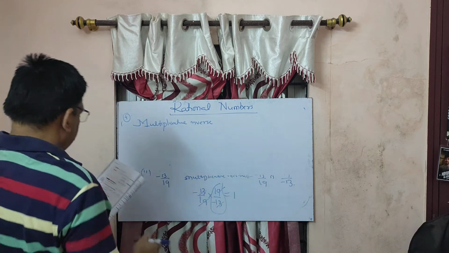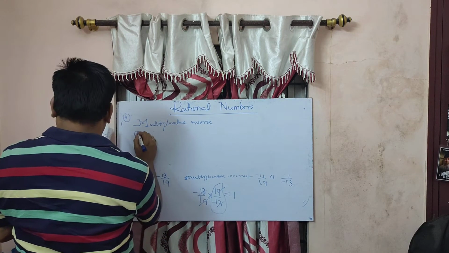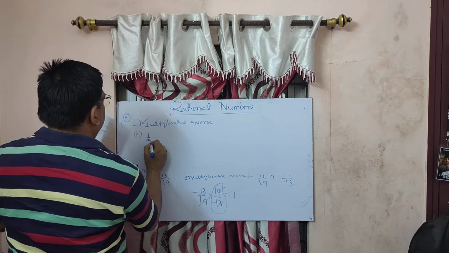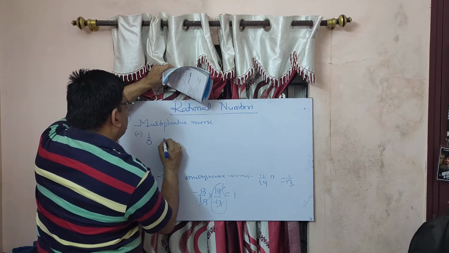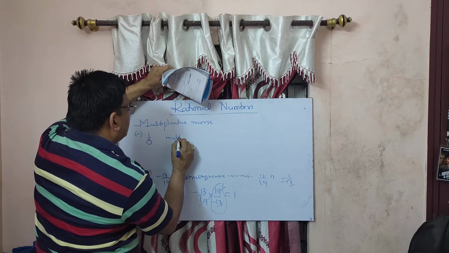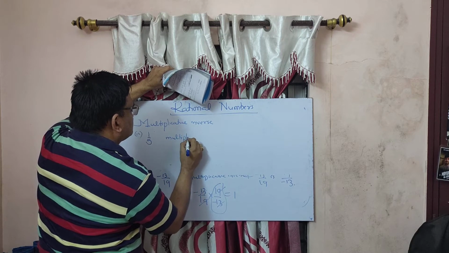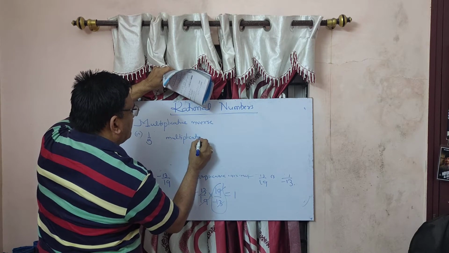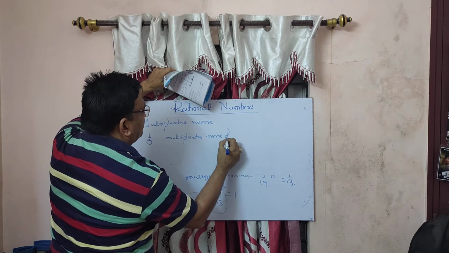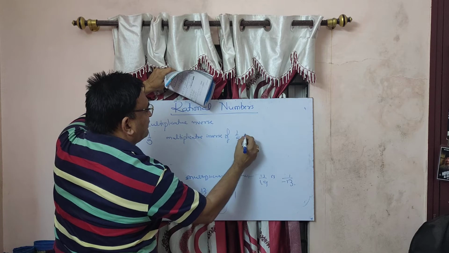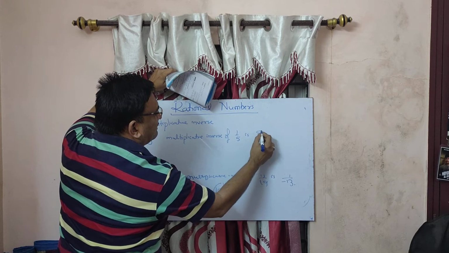Now the third one. 1 upon 5. What is the multiplicative inverse of 1 upon 5? The multiplicative inverse of 1 upon 5 is 5 upon 1.